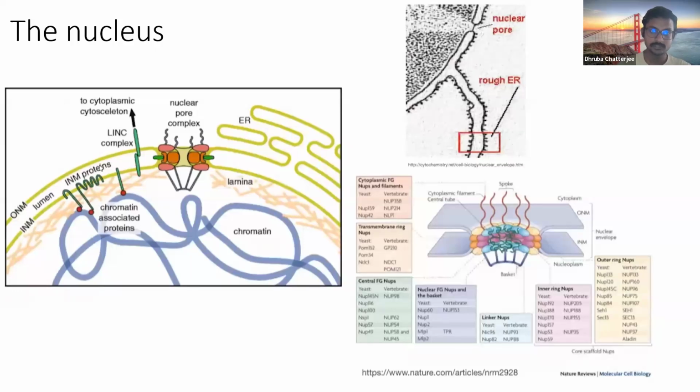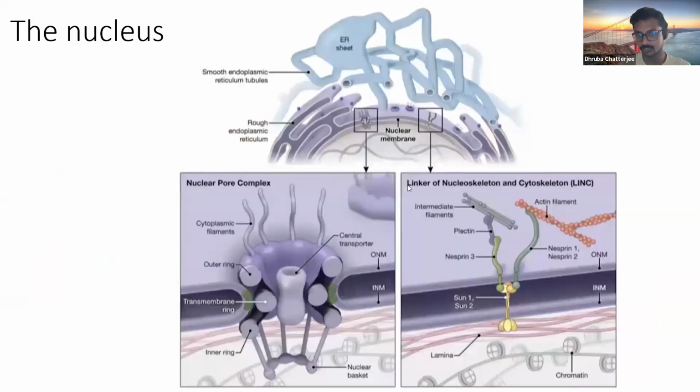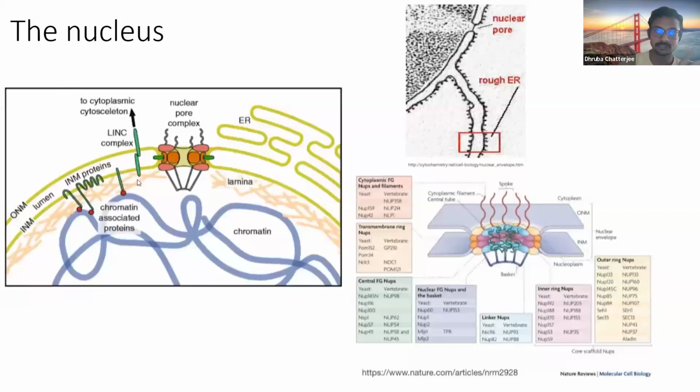There are a set of proteins which play an important role, which you can see are present in both the outer nuclear membrane and the inner nuclear membrane, called the LINC proteins, that is, linker of nucleoskeleton and cytoskeleton proteins. They are very unique in this sense that on the nucleoplasmic end, beneath the inner nuclear membrane lies the nuclear cytoskeleton, which is primarily made up of the lamin proteins, right?